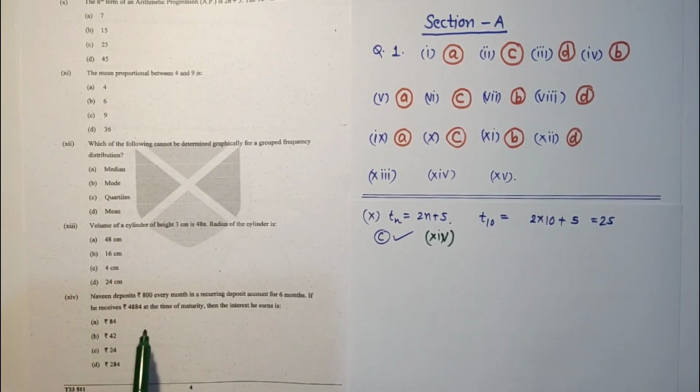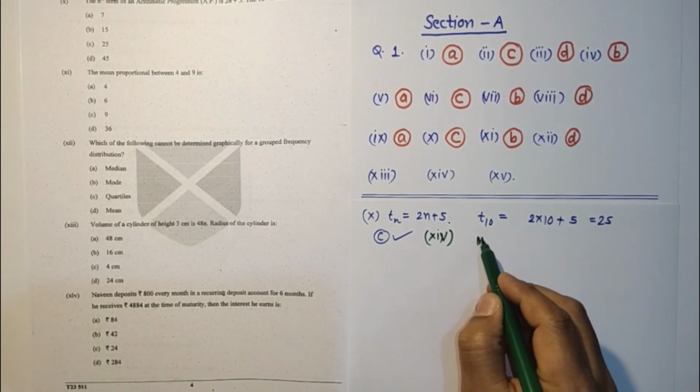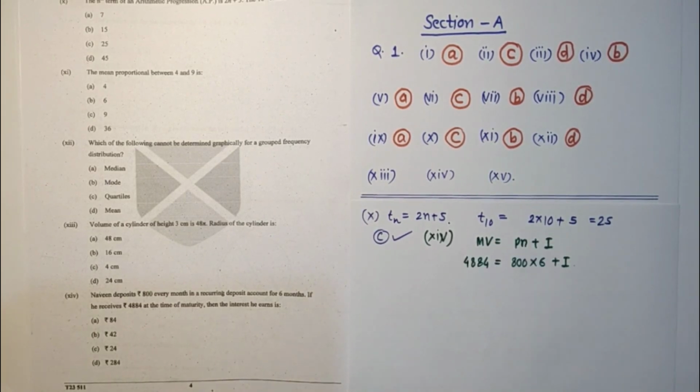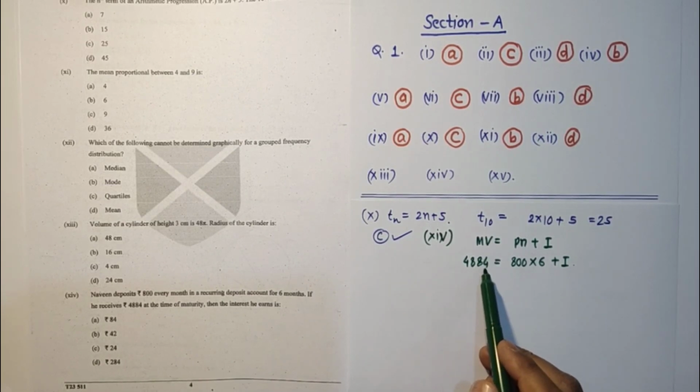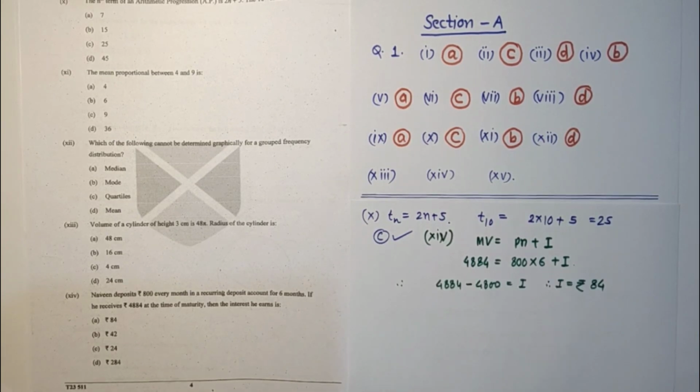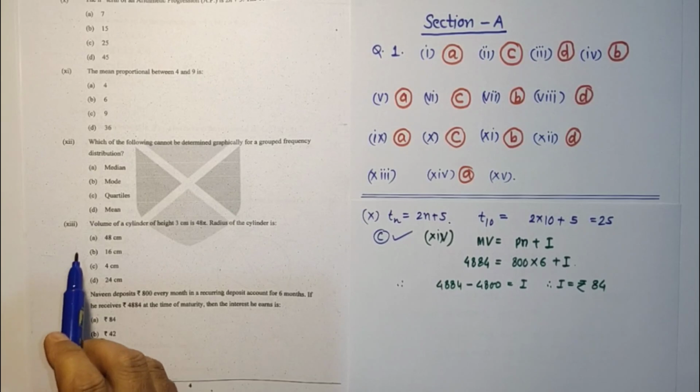In question number 14, Naveen deposits rupees 800 every month in a recurring deposit account for 6 months. If he receives rupees 4,884 at the time of maturity, then the interest he earns is option A, because using the formula, maturity value is equal to Pn plus interest earned. Substituting the known values, maturity value is given, P is 800, n is 6, and plus I, which is to be determined. So option A, rupees 84, is correct.